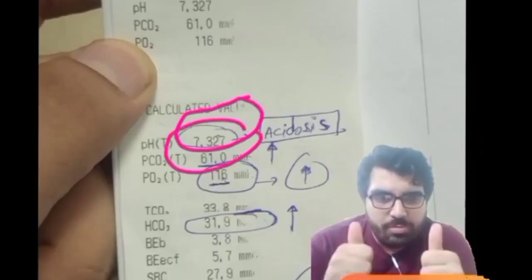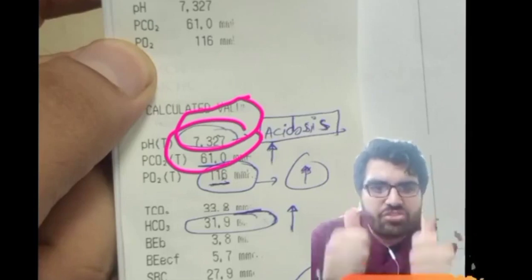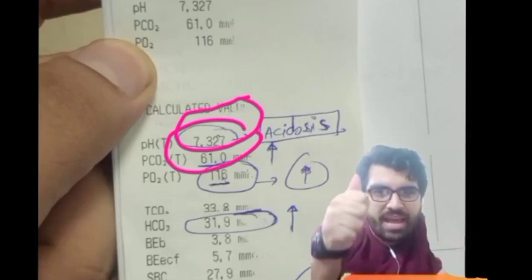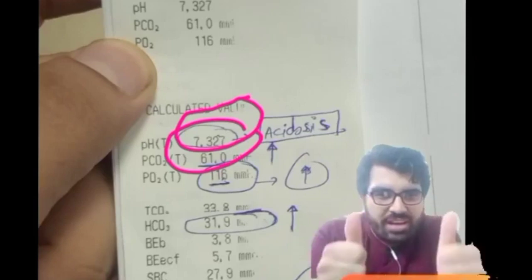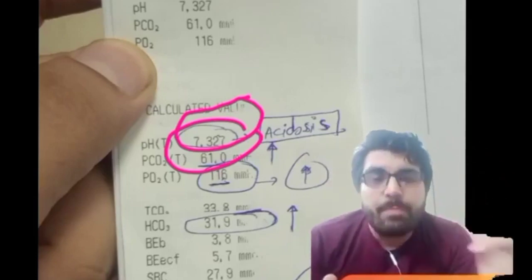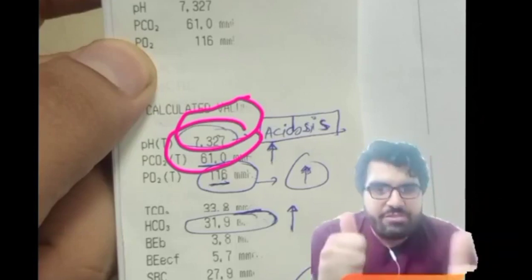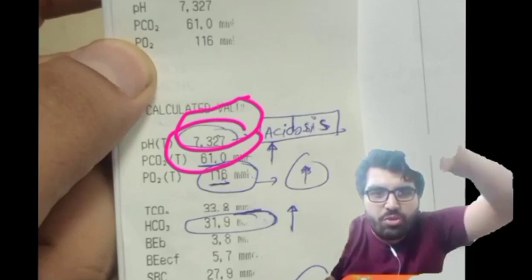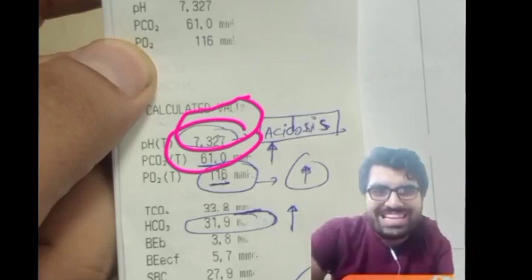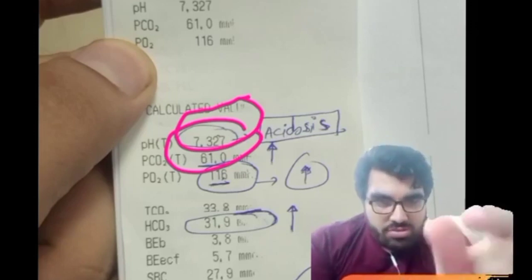So you look at both pH and CO2. If the pH and CO2 are both in the same direction, if they both are increasing or if they both are decreasing, then the problem is metabolic. If the pH and the CO2 are moving in opposite directions, then the problem is respiratory. Now coming toward diagnosis of this ABG.